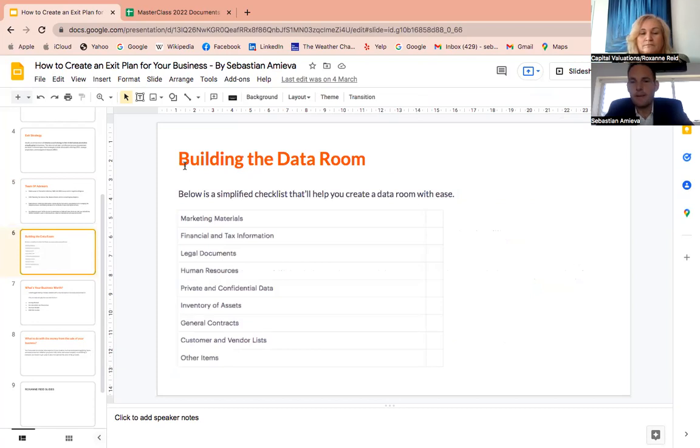In terms of building the data room, right? So in my own case, when I'm preparing a company for sale, or when I am analyzing a company that I want to buy, I always request a data room, a virtual data room. Right? So they share me a Google Drive or any software, right? Virtual data room software, with all these descriptions, right? So below is a simplified checklist that will help you to create a data room with ease.